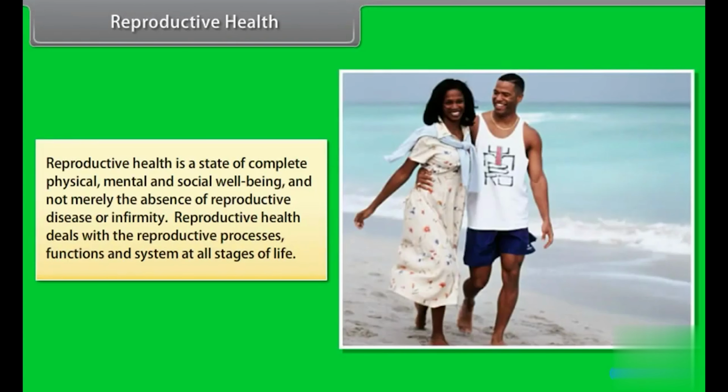Reproductive health. Reproductive health is a state of complete physical, mental and social well-being, and not merely the absence of reproductive disease or infirmity. Reproductive health deals with the reproductive processes, functions, and systems at all stages of life.